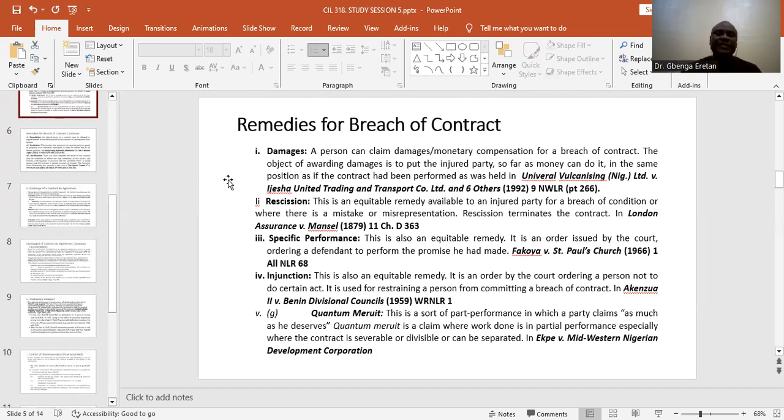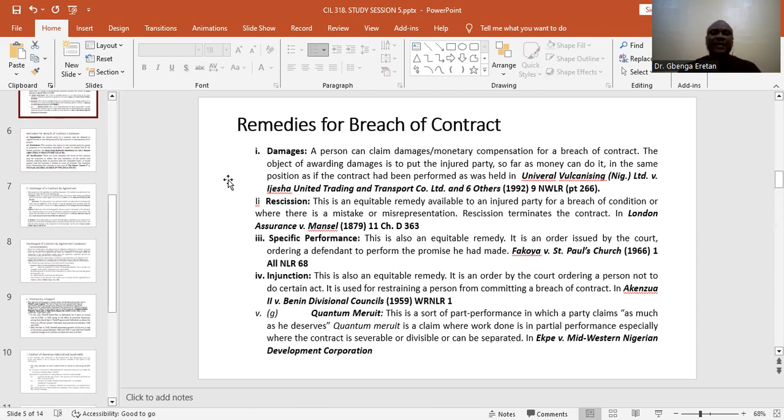The second remedy is rescission. And when you talk about rescission, rescission is an equitable remedy available to the party or the person who suffers a breach of condition in a contract. Under this circumstance, the person who suffers loss terminates the contract, and brings the contract to an end and makes it void. That is what we refer to as rescission.